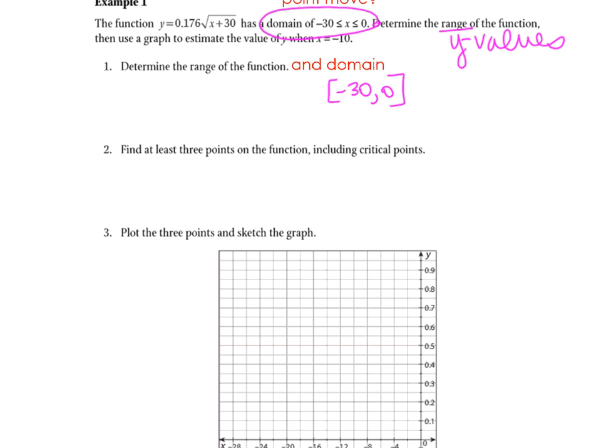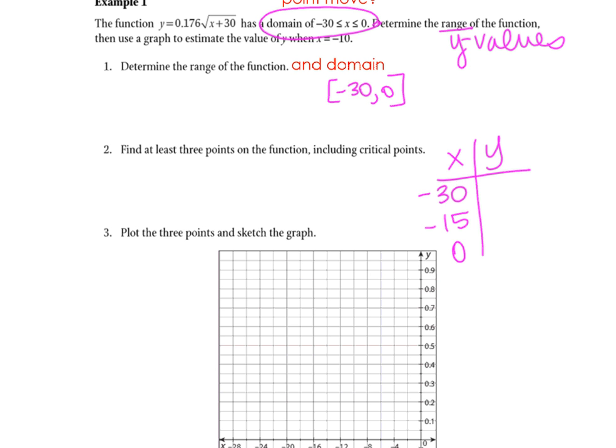And you can tell our range is going to be between 0 and 1. So let's hold off on writing what the actual range is. And it says find at least 3 points, including critical points. Well, if we think about this from a table perspective, just to make life easy, I want to know where this graph starts and where it ends. So it's going to start at an x value of negative 30, and it's going to end, in this specific case, at an x value of 0. I'm going to hit negative 15. It's right in the middle, and it'll give me a good idea of what's going on.